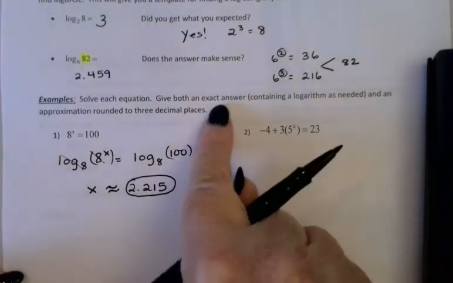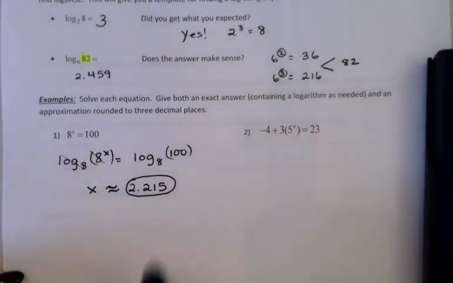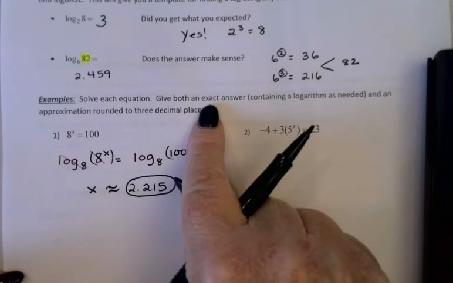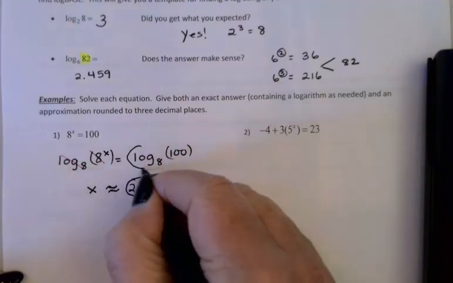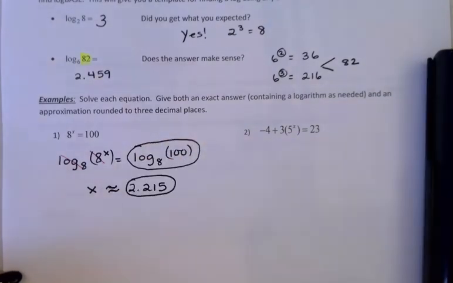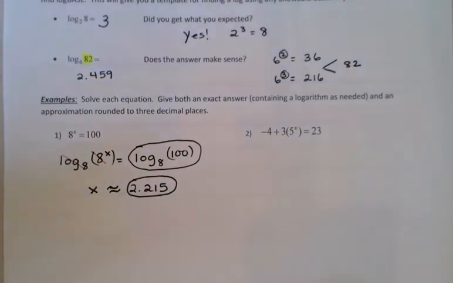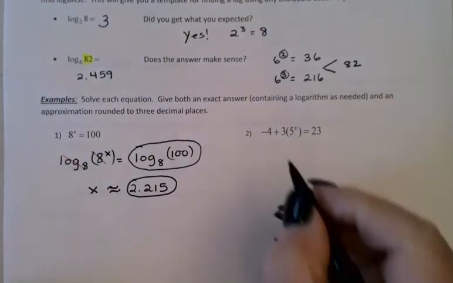So it says give both an exact answer. I probably should have read the directions first, huh? Give both an exact answer containing a logarithm and also an approximation. This was our exact answer, the log base 8 of 100. Our decimal approximation is 2.215. All right, let's try another one.